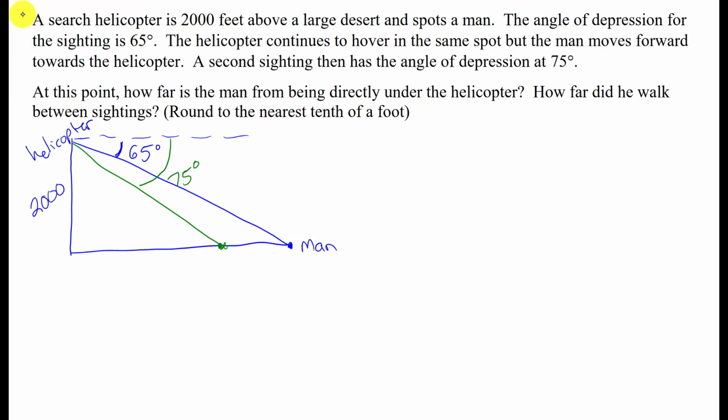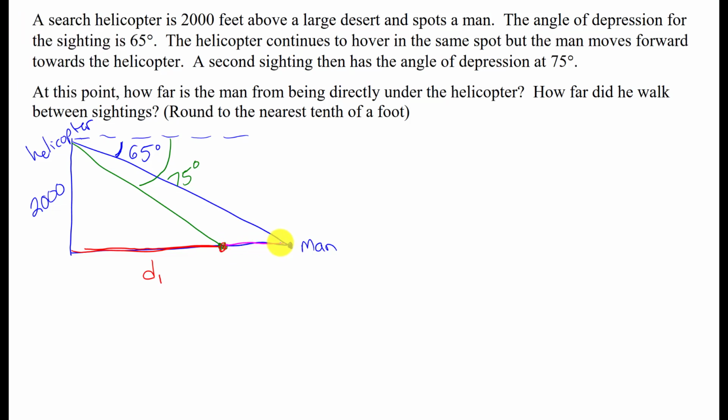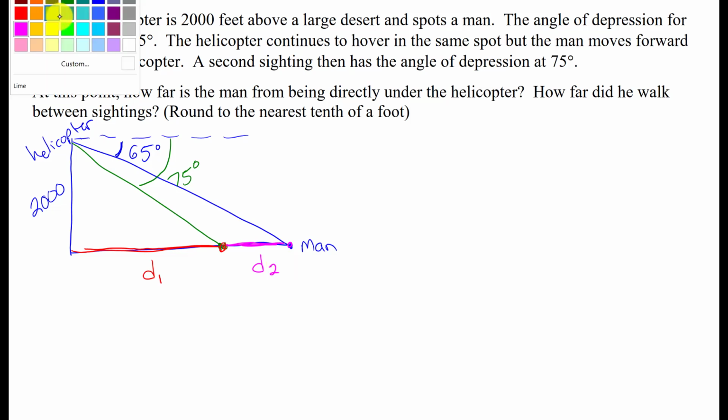So one of the things we want to find out is this distance right here. We're going to call that D1. And then it also asks how far did he walk between sightings, and so that would be, let's put that in another color, from here to here. That would be D2. So those are the things we want to find. Okay, let's go back to the first triangle.